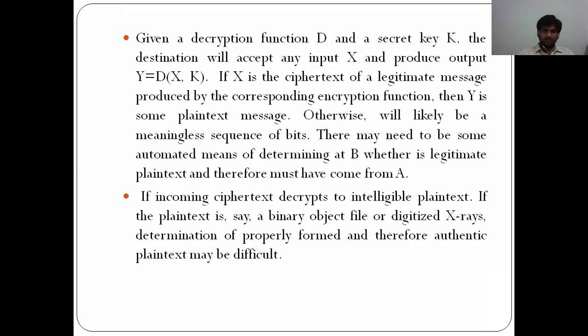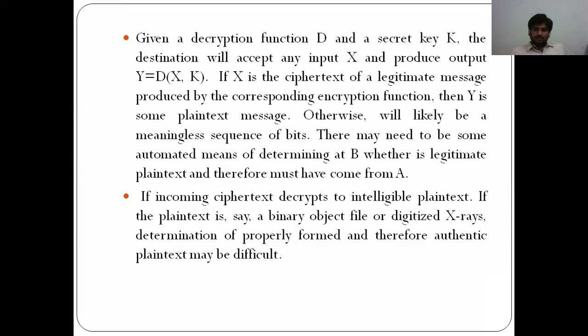Given the decryption function D and the secret key K, the destination will accept any input X and produce the output. So that is the decryption: y equals D of X comma K, where X is the message and K is the key. If X is the ciphertext, why are we calling X the ciphertext? I said that X is a message, and the message may be either plain text or ciphertext. Why is it specifically called ciphertext? Because we are performing the decryption operation.